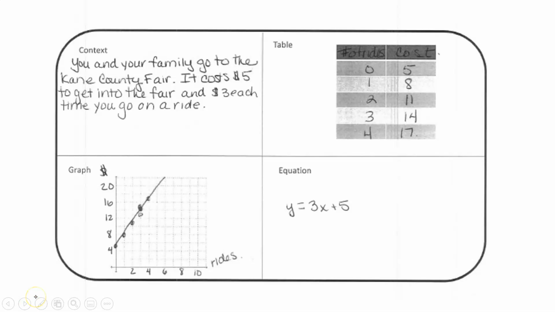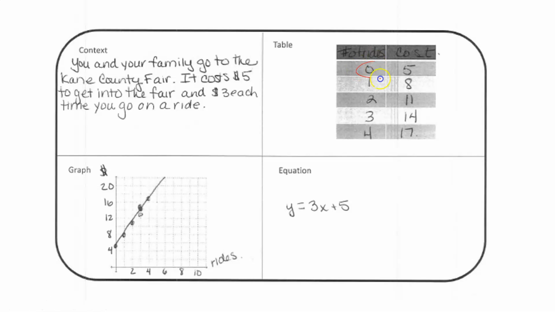All right, let's go on to the section where I give you the answer sheets for. This is number 1. You got the text. You and your family go to the Kane County Fair. It costs $5 to get into the fair and $3 each time you go on a ride.